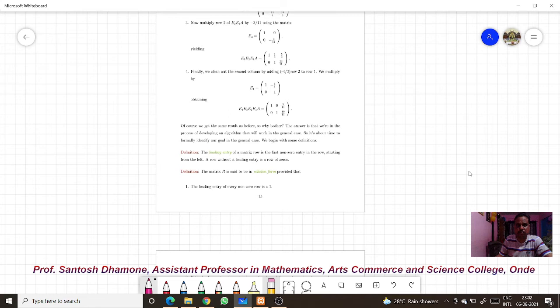For example, A is a matrix. If the first row is 0, then okay. This is the leading element. This is the leading entry.